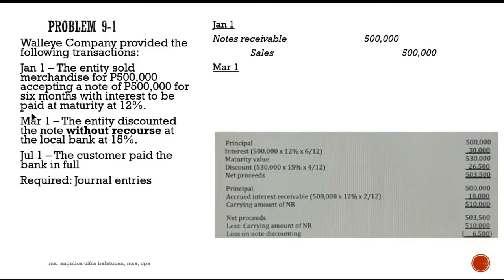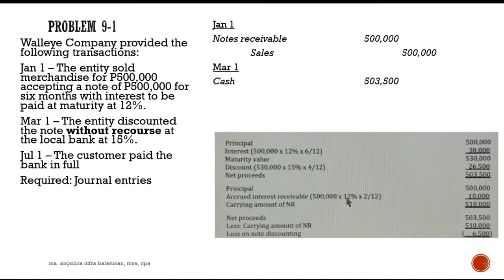Why 4? The entire duration is 6 months, and from January 1 to March 1 is 2 months, right? January, February. And so 6 minus 2 months, that would be 4. So the discount would be 26,500. So the net proceeds would be 503,500. So debit cash 503,500.